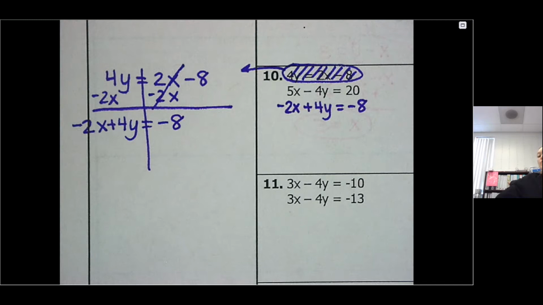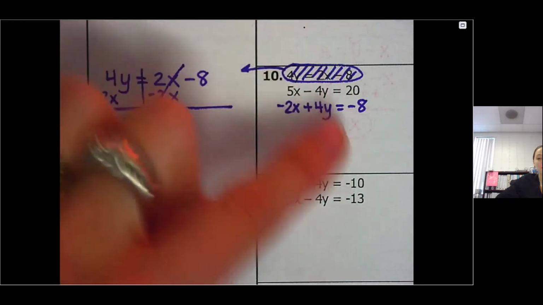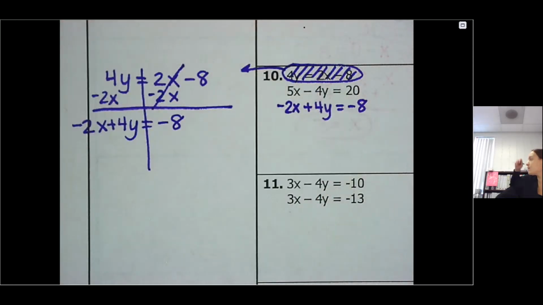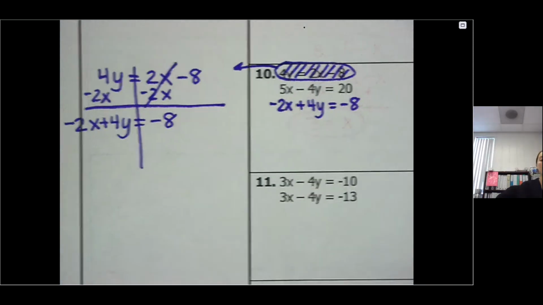So now I can go through with the elimination. The other reason I did that as well was because I saw that the y's already matched up. So I was just trying to get all the y's in the same line, right? Because they have the same number in front of them. So I was trying to get my y's together.